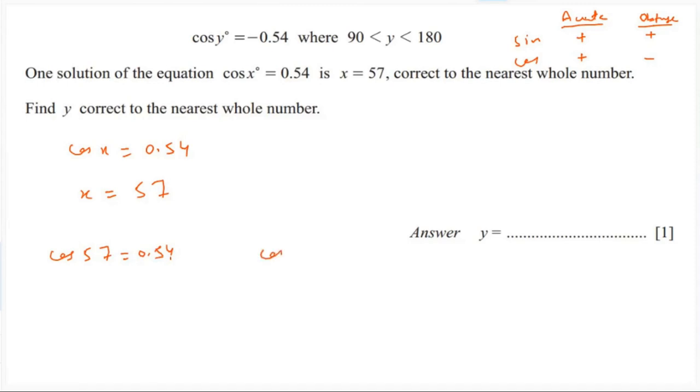किस एंगल का cos जो है वो -0.54 होगा? अब देखिए नंबर वही है, number is not changing. It's the same magnitude there, 0.54 there and 0.54 here. ठीक है, same magnitude, सिर्फ क्या हो रहा है, साइन चेंज हो गया है, साइन नेगेटिव हो गया है.